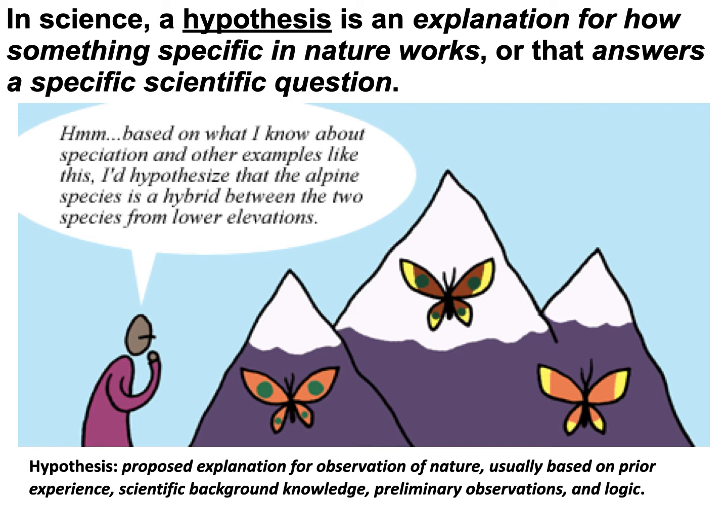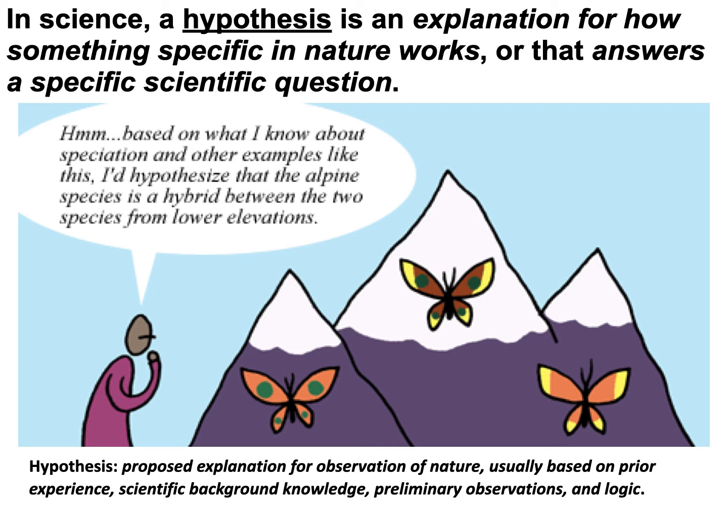A scientist observes the appearance of 3 different species of butterflies. The one highest up in the mountains is in the alpine zone. The scientist noticed that the alpine butterfly species has characteristics in between those of the other 2 lower elevation dwelling butterfly species. So that would be an observation.